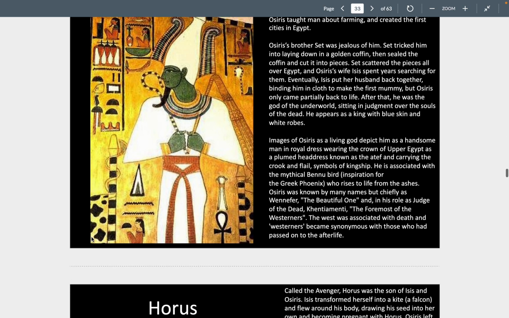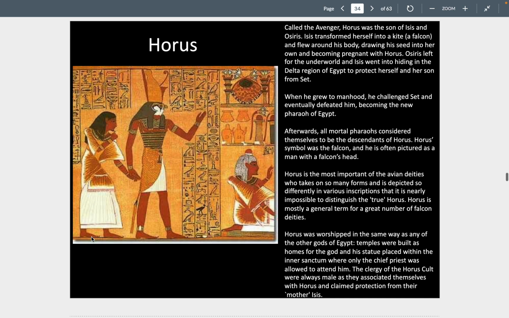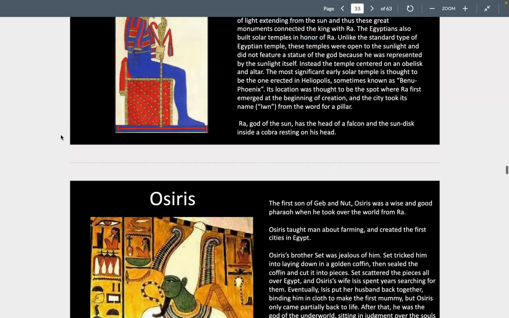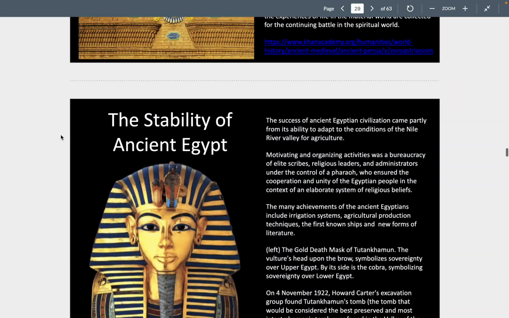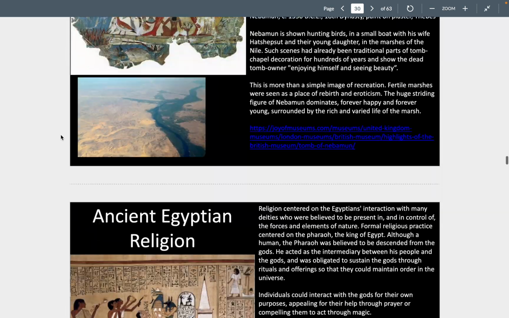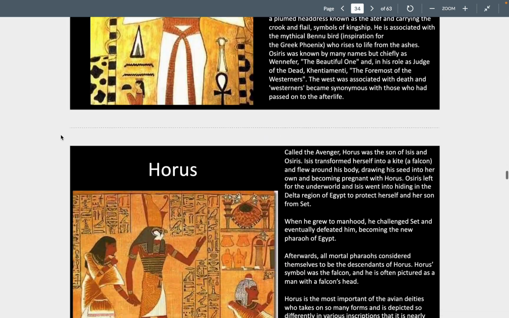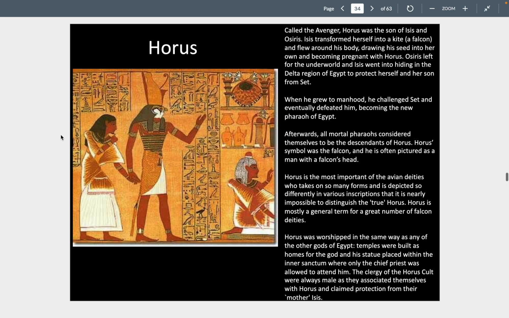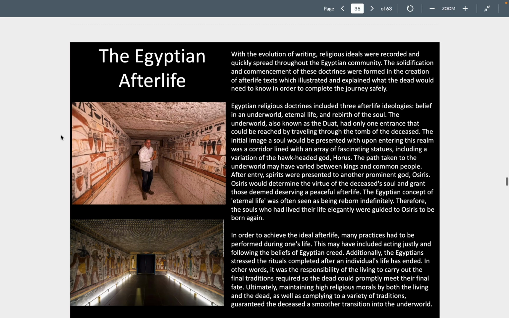Osiris and Isis will produce a son, Horus. Horus, who has the body of a man and the head of a falcon, is the first pharaoh. And all the other human pharaohs, like King Tutankhamun, they are blood relationships to the gods who then created this human, who then set in force the Egyptian world.